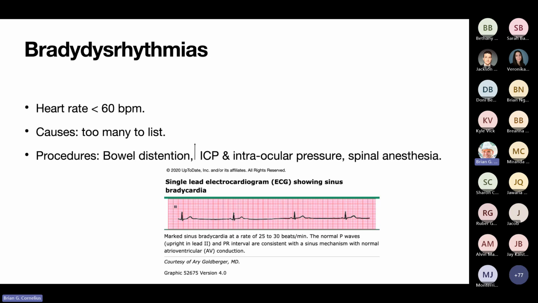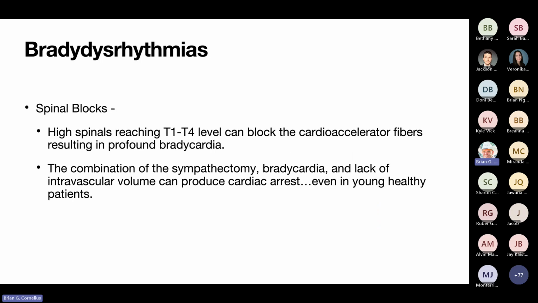When you cause that sympathetic blockade, you may notice that they become profoundly bradycardic. You may also see that it's due to a high spinal. So if you give a local anesthetic and it gets up to about T1 to T4 level, you're going to block those cardiac accelerator fibers. And when you do that, they're going to have profound bradycardia.